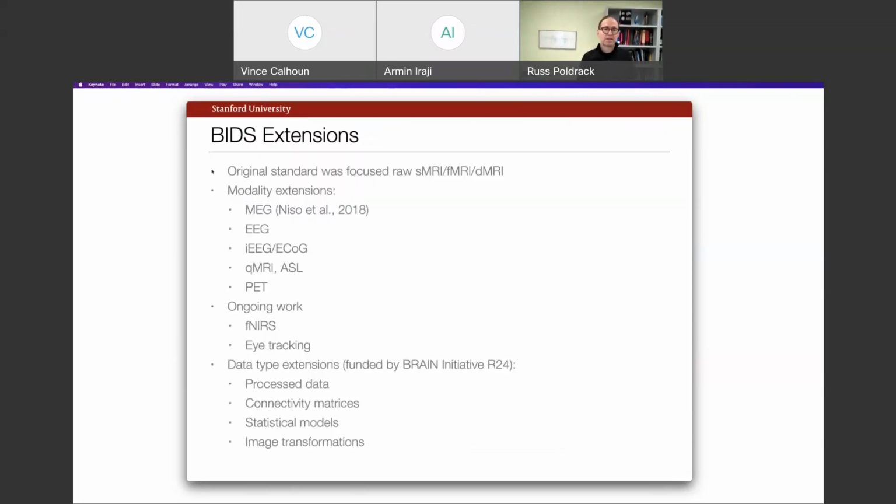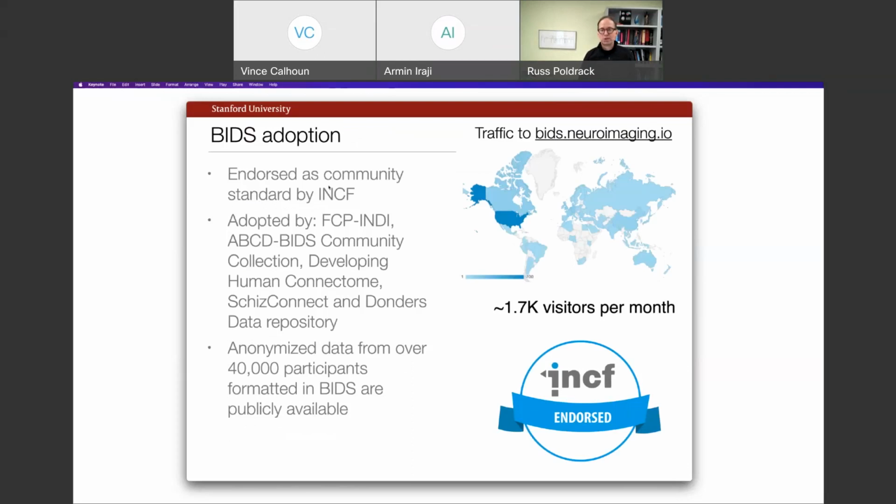One of the great things about BIDS is the extension process that the community put in place. And we've now seen a bunch of different extensions, and there's a ton of ongoing work, particularly around newer data types like process data, connectivity models, statistical models, image transforms, things like that. And so it's become a huge growing community effort. It's been really widely adopted. We don't have an exact number, but it's well over 40,000 participants' data that have been put into BIDS so far.